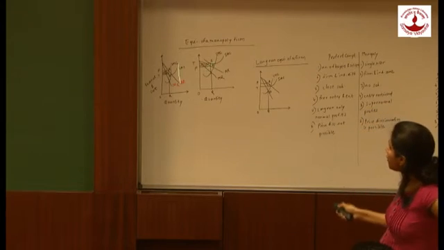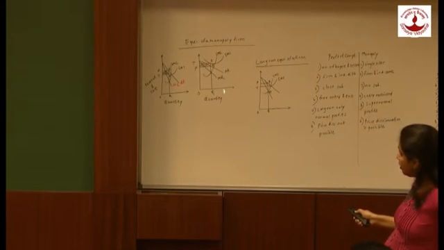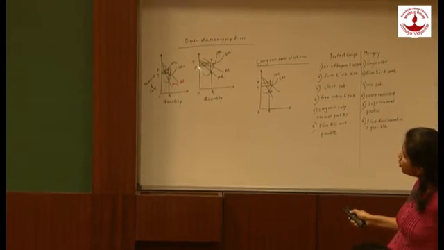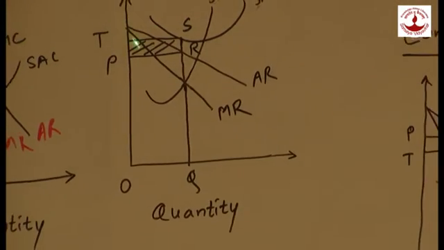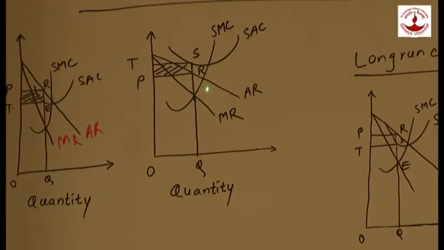Alright, so short run equilibrium, if we see, the loss situation is shown here. Here OQST is the total cost that is incurred, and OQRP is the price that is getting established. You can see the difference between the two, that is TPRS. The difference between the two is the loss. So in the short run, a firm may incur loss.